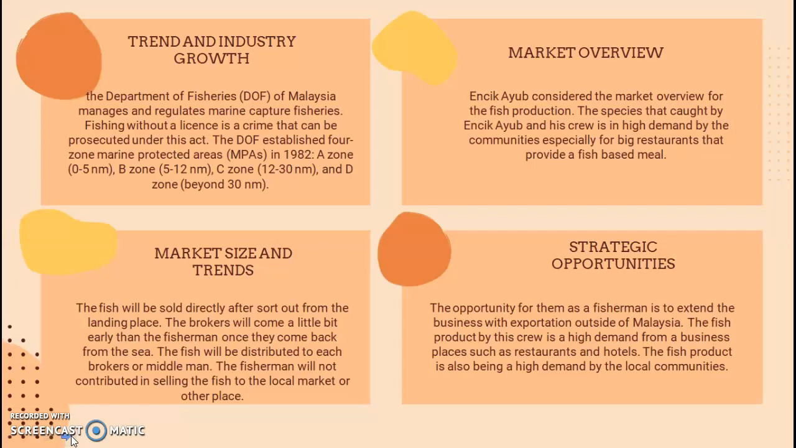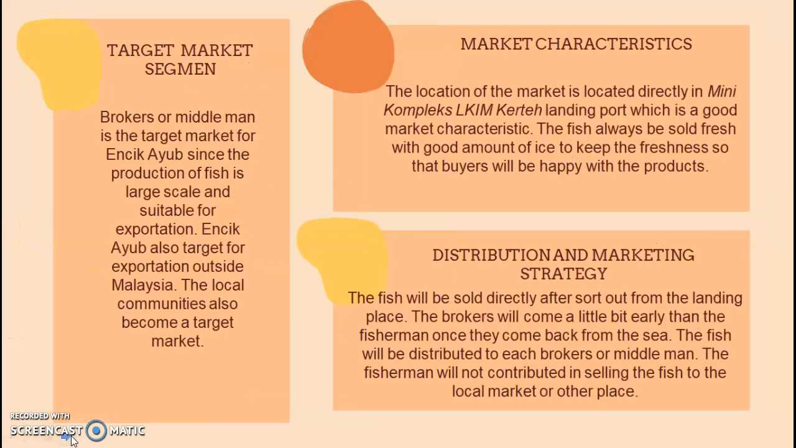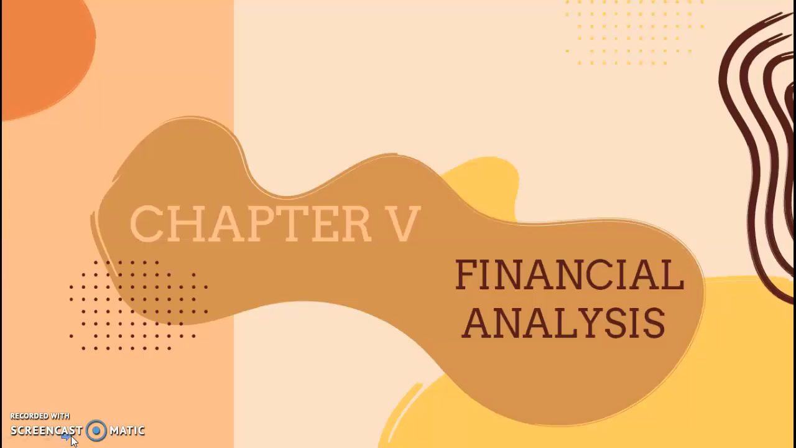For the strategy and opportunities, the fishermen can extend the business with exportation outside Malaysia, and the fish product is in high demand. The target market is brokers or middlemen, since the production of fish is large and suitable for exportation. The market characteristic is that the market is located directly at the mini complex LKIM Kerteh. For the distribution and marketing strategy, the fish will be sold directly after being unloaded from the landing place.